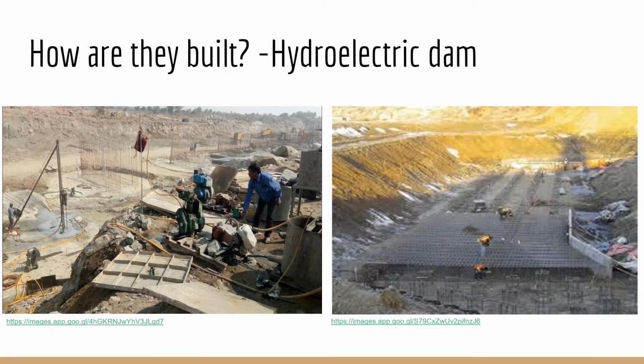How are dams built? Modern hydroelectric dams are built on soil or rock foundations, which are lower than the original ground level. The foundation has to be strong enough to handle both the weight of the dam and the water pressure that will act on it.